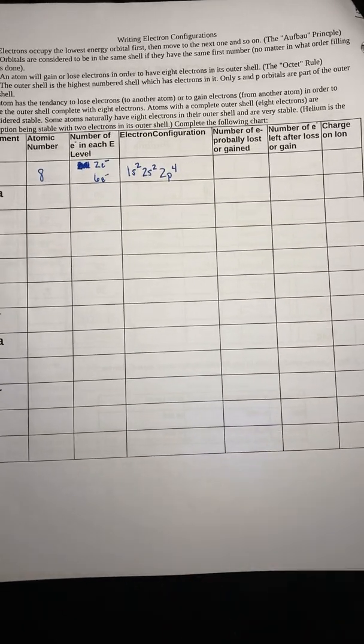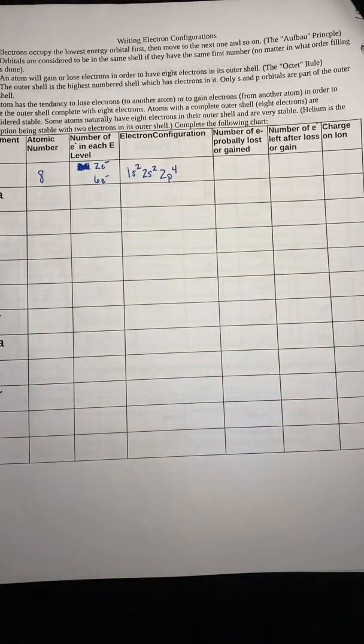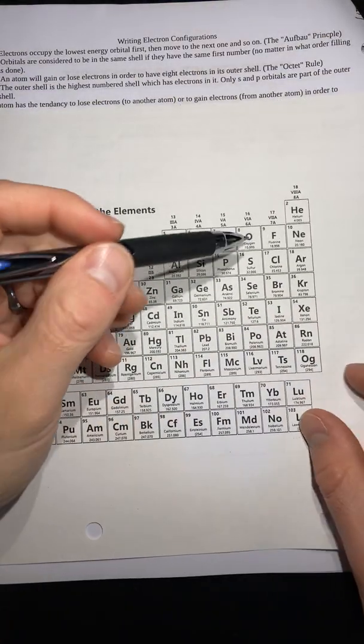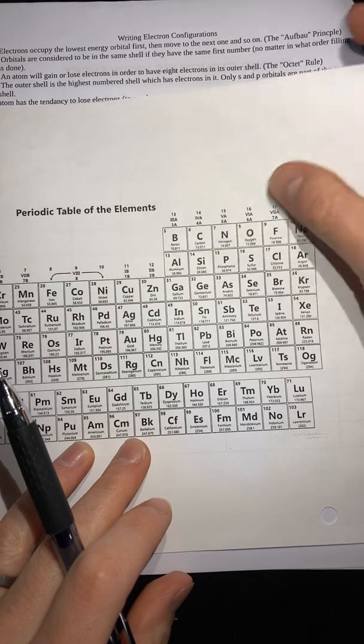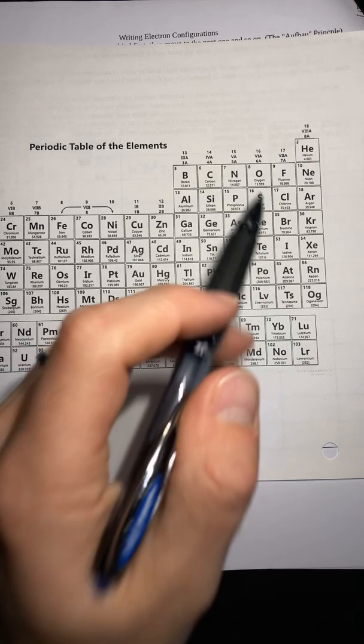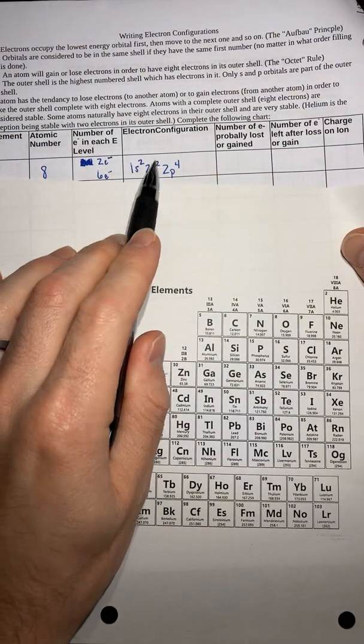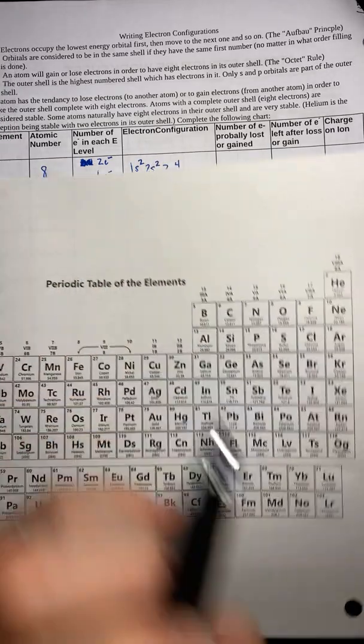All right, now we're going to start thinking about this, and it is going to be a little bit more meaningful once we actually get into bonding. But the number of electrons probably lost or gained. I'm going to make this easy on you. You see where oxygen's at on the periodic table? Right here. And remember, what did we say earlier? Every atom wants to have 8 valence electrons. Well, how many does oxygen have now? It has 6. Because look, you got the 2 in the 2s, you got the 4 in the 2p. So that's a total of 6.